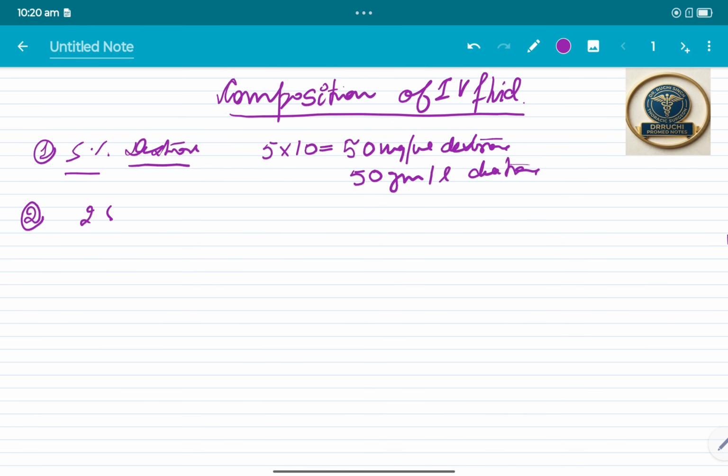Second is the 25% dextrose, 250 milligram per ml, which is equal to 250 gram per liter.